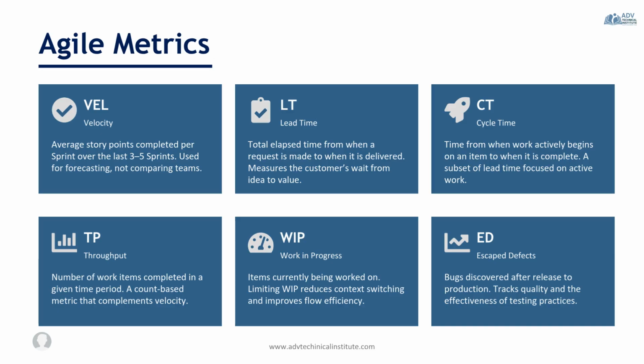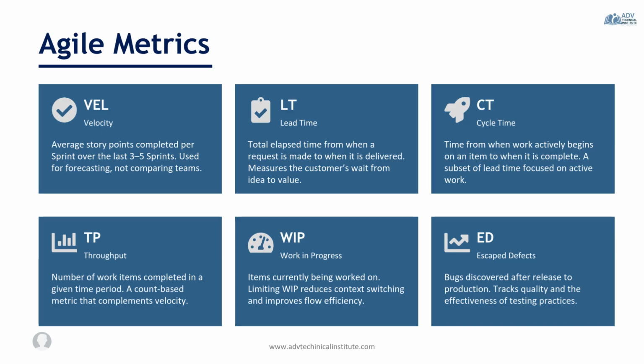Your lead time measures the total time from when a request is made until the value is delivered to the customer. It reflects the customer's perspective and helps organizations understand how quickly they can respond to business needs. Then we have cycle time that measures the time from when work actually begins until it's completed. Unlike lead time, cycle time focuses only on active work. A shorter cycle time generally indicates a more efficient delivery process.